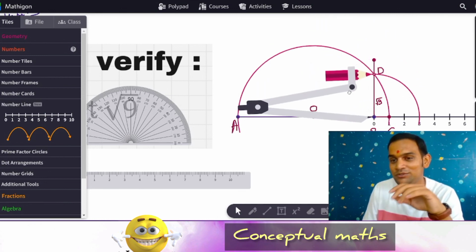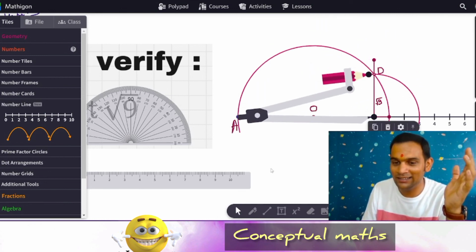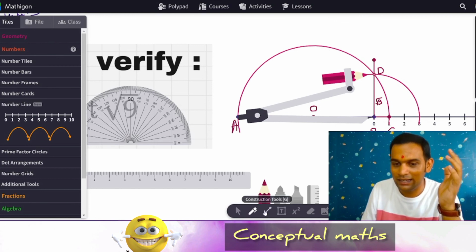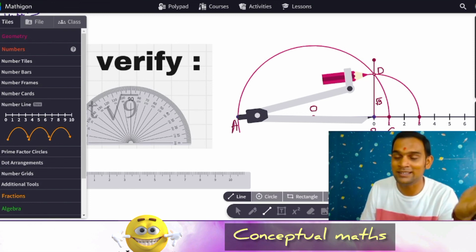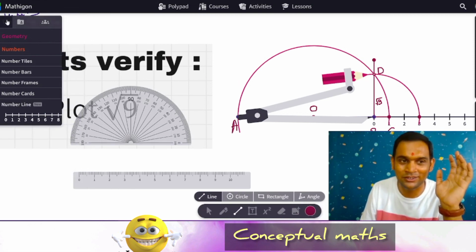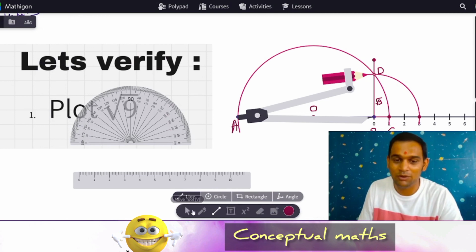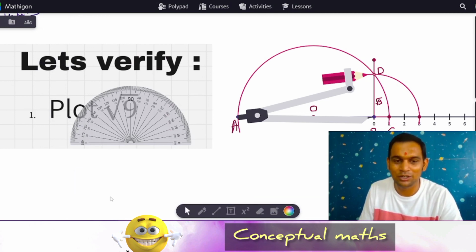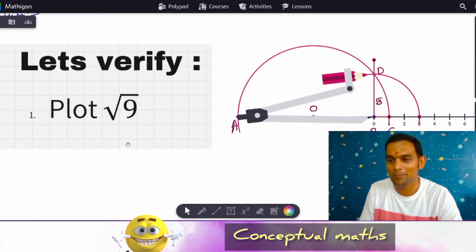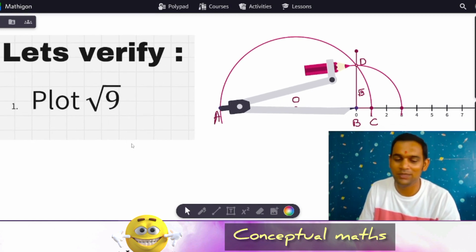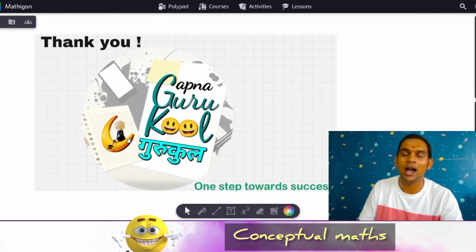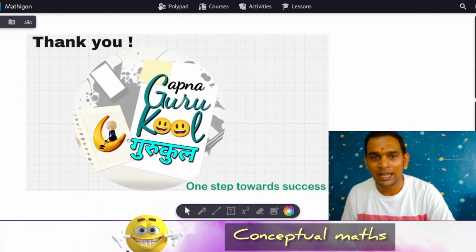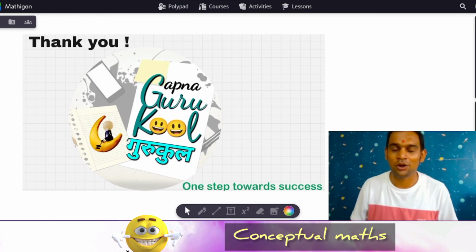Yes, so square root of 9 is 3, and as you saw, this process gave us this point 3, exactly. That means whatever process we have discussed, whatever we have proved, and whatever we have understood, it is absolutely correct according to mathematics, right? I hope that makes a lot of sense. I hope you are very, very much clear with the concept. How do we plot a square root of a real number on the number line with this process?